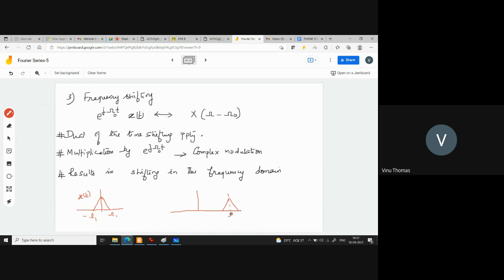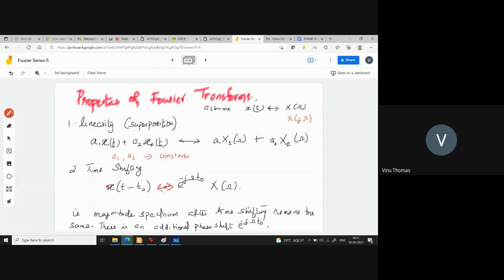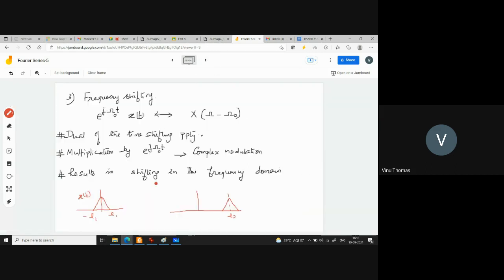So this will be omega 0, and this would now be centered around omega 0. It's shifted by omega 0. Now this property is known as the dual of the time shifting property. You will see what the duality property is later. So you can understand why it's called a dual: whatever was there in the time domain is now there in the frequency domain and vice versa. So this is the dual of the time shifting property. Okay, so that's the frequency shifting property.